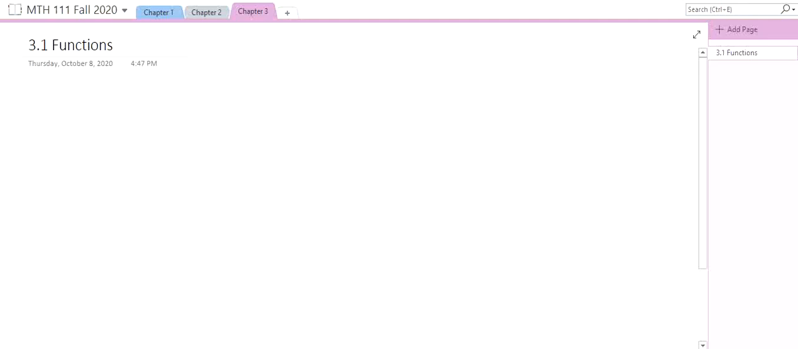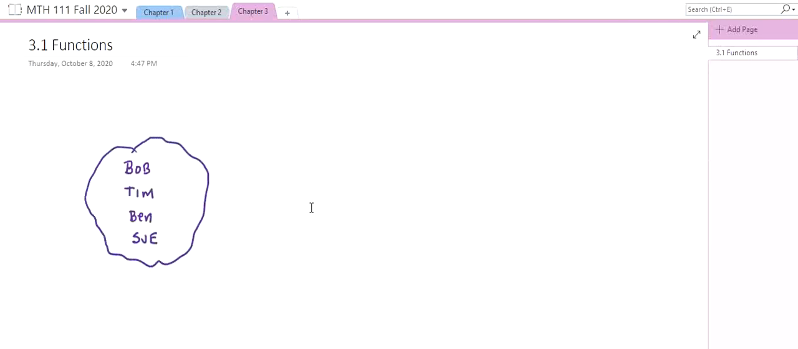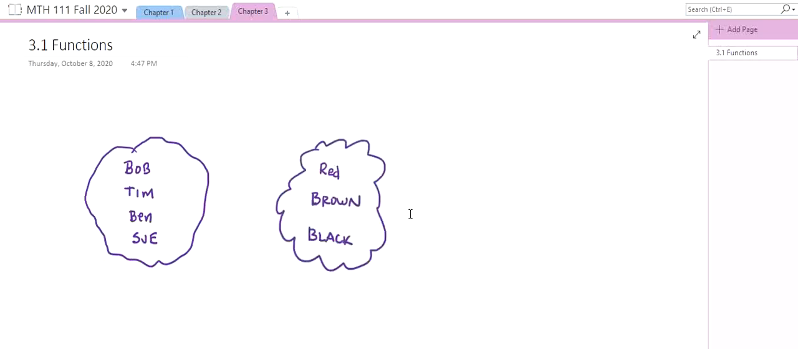Okay, we're going to talk about topics in Chapter 3. To begin with, we're going to discuss functions. Let's say we have a relationship. So say we have this group, Bob, Tim, Ben, and Sue. And we relate them to the color of shoes they're wearing.